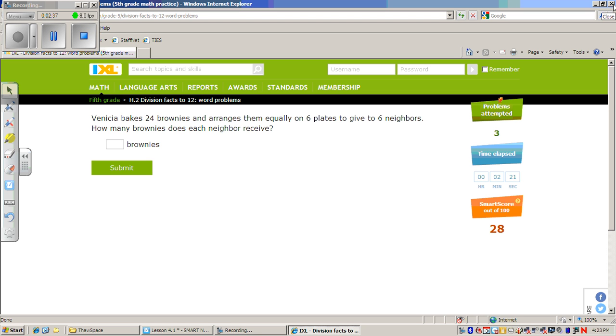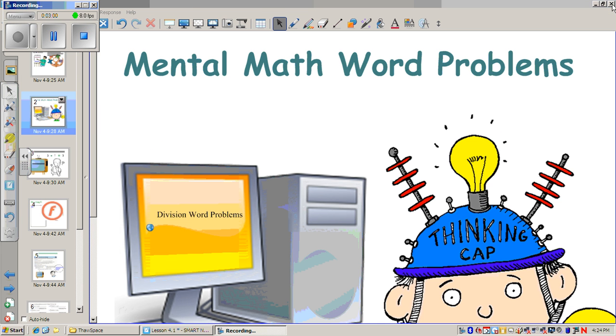I would like you to do this one on your own for tomorrow and bring it in. Venetia bakes 24 brownies and arranges them equally on 6 plates to give to 6 neighbors. How many brownies does each neighbor receive? Please bring in your answer labeled tomorrow, blank brownies. Perfect. And let's get going on to our next part of our lesson.